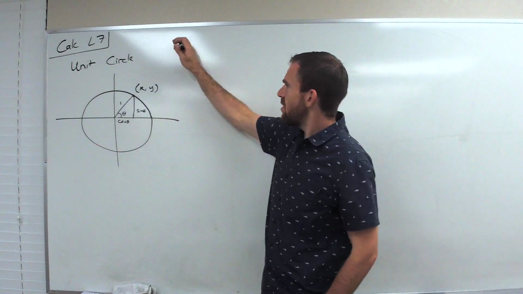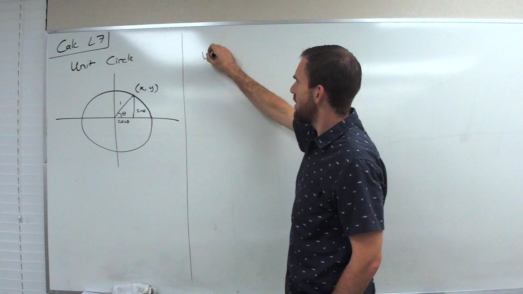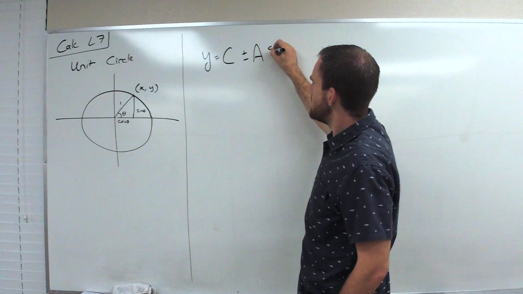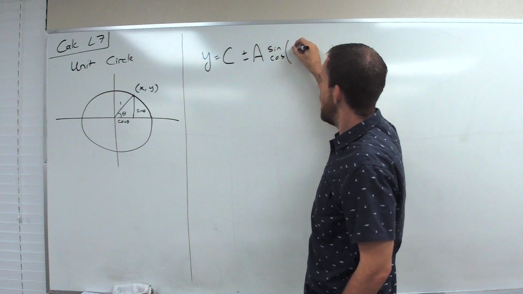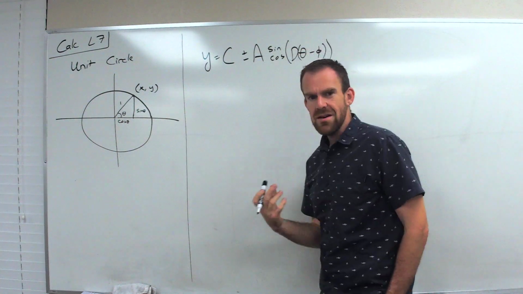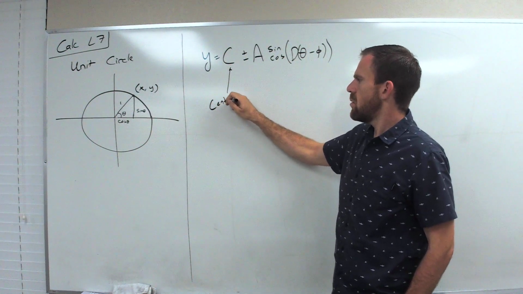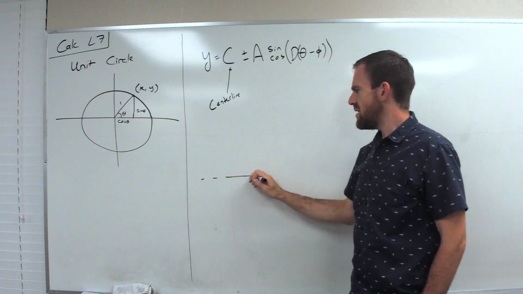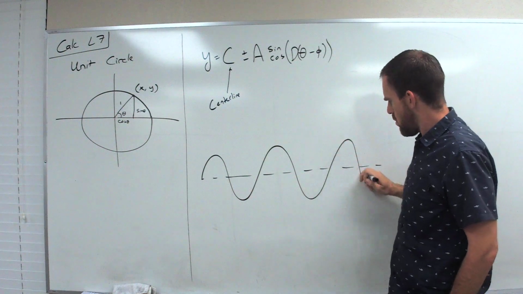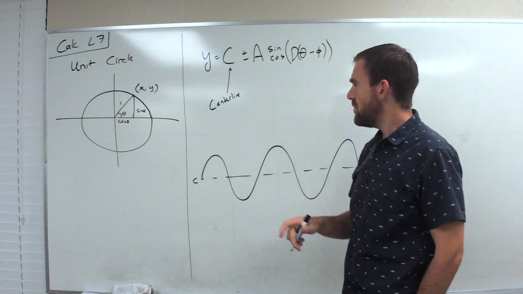From there, we talk about graphs of sinusoids. So let's write out the general equation. We have y equals c, then it's plus or minus a sine or cosine of d(theta minus phi). Okay, what do each of these stand for? C stands for the center line. So if I have a sinusoid here, the center line is the y-coordinate of that value.